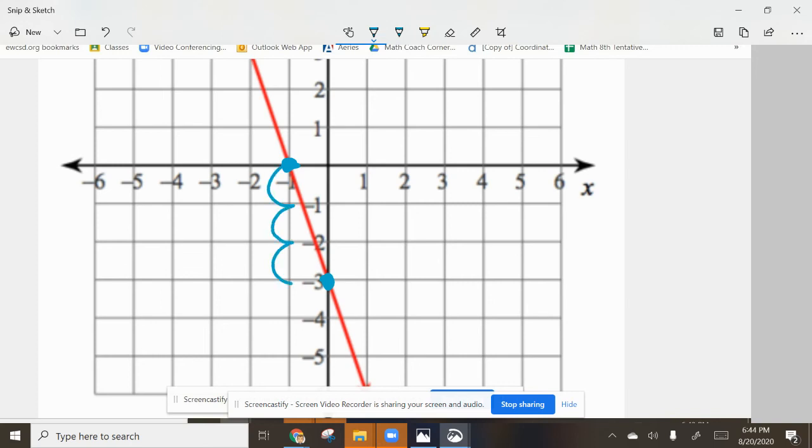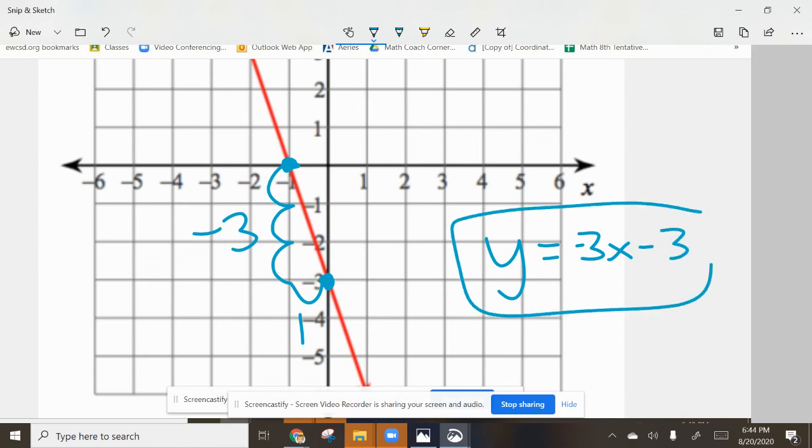Down 1, down 2, down 3 over 1. You always choose the point that's farthest left. The farthest left point is this one, and that's why we fell and ran from that point. So our slope is negative 3x. Well, not this, the x isn't part of the slope. And then where does it touch the y-intercept? Negative 3. Okay, let's do one more to review this.